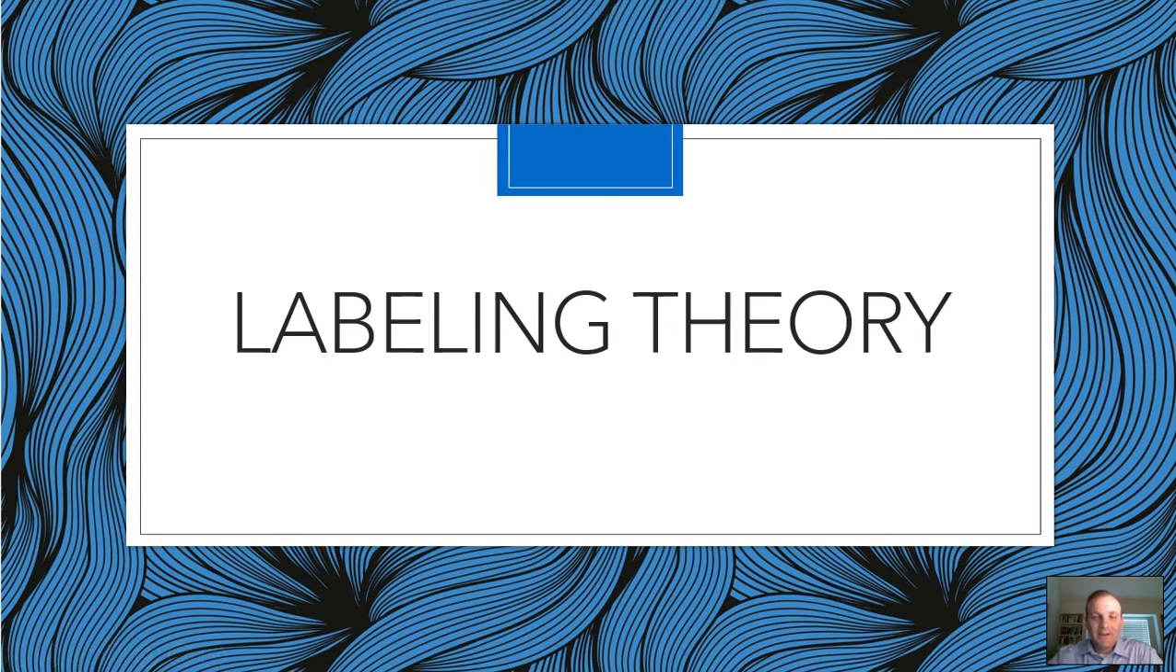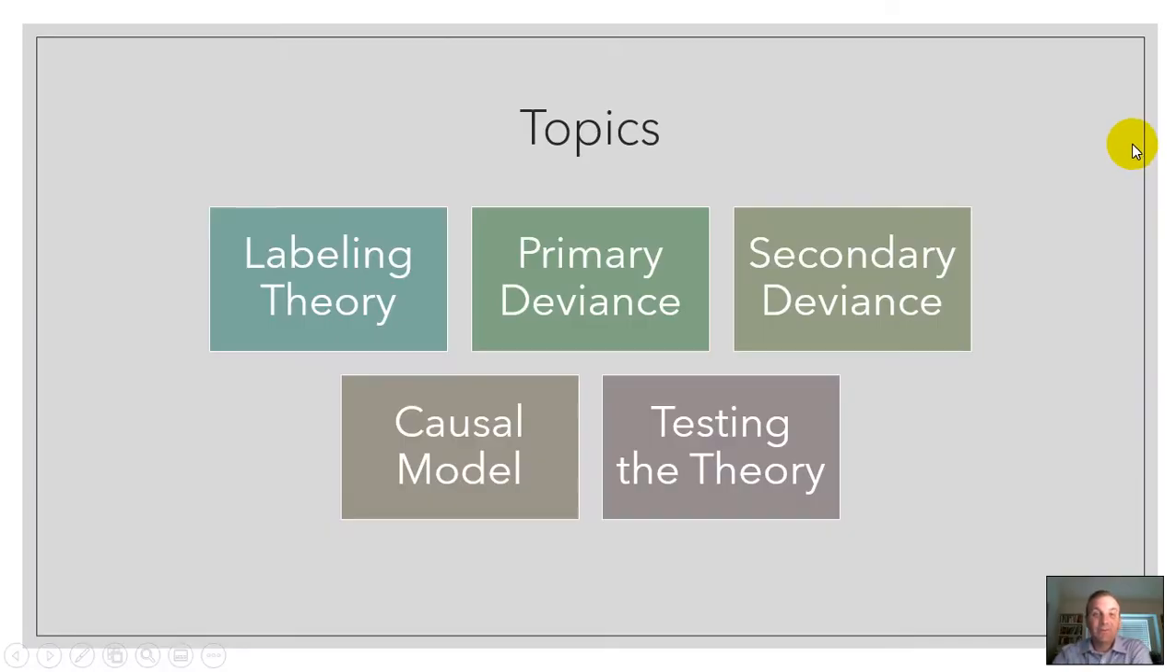Hi everyone. In this video today we're going to do a quick overview of labeling theory and how it's relevant in the field of criminology and criminal justice, and explaining deviance and delinquent behavior and criminality, right? So the main topics we're going to cover today in this video is labeling theory in and of itself. Just going to provide a quick definition of it and what it involves. Talk about primary deviance, secondary deviance, and kind of depict the causal model, how it's theorized to occur.